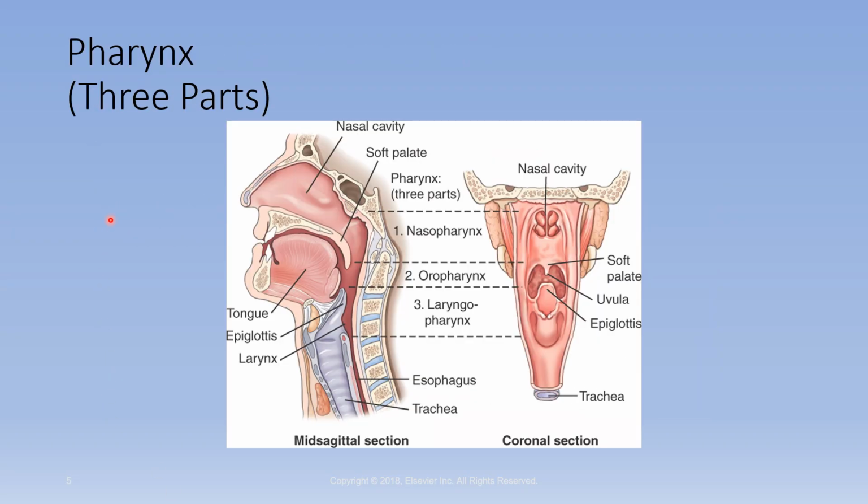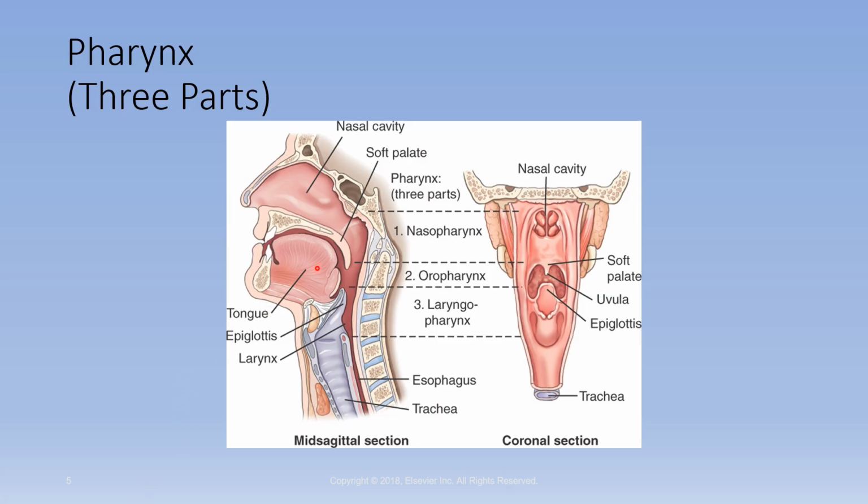Like we said, 3 parts to the pharynx. We have the nasopharynx, the oropharynx, and the laryngopharynx. And this is looking at the body from a sagittal section, so from side to side, from left to right or right to left. And then this coronal section would be looking at the patient from the top down, like if you were to start slicing from the head and work towards the feet. And that correlates to figure 12.15 on page 463.